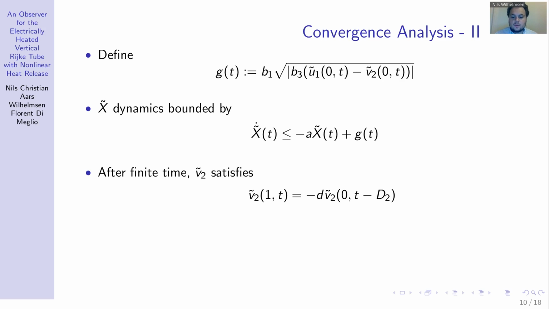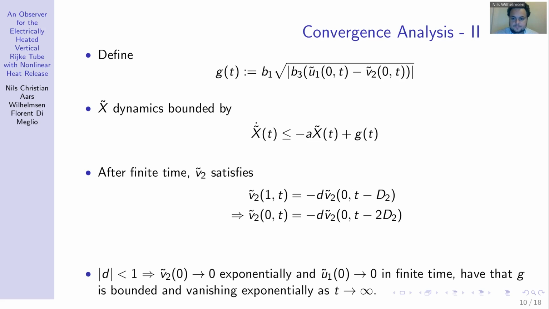Because u1 tilde goes to 0 in finite time, v2 tilde satisfies the following after that. From this, we can state that v2 tilde of 0 is related to past states via this equation. Since the absolute value of d is smaller than 1, v2 tilde vanishes exponentially, and hence g is bounded and vanishes exponentially as t goes to infinity.